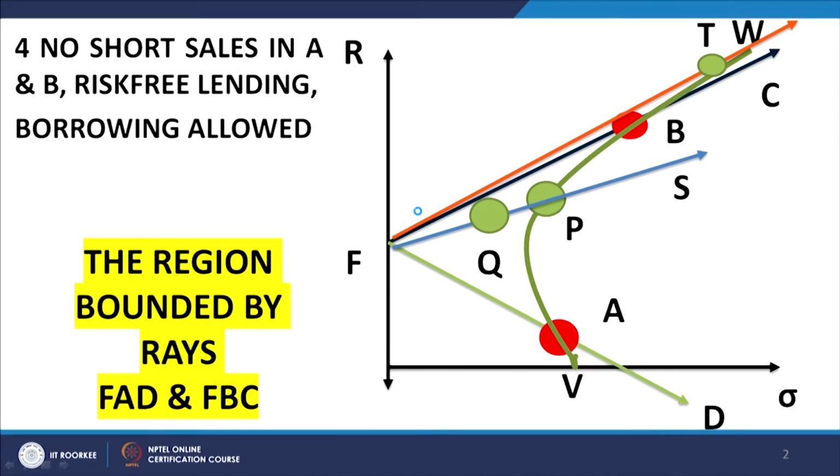We have no short sales in A and B, but we have riskless lending and borrowing both allowed. In this case, what would be the portfolio possibilities curve or the portfolio possibilities region rather?